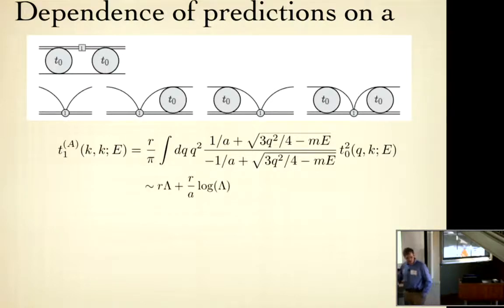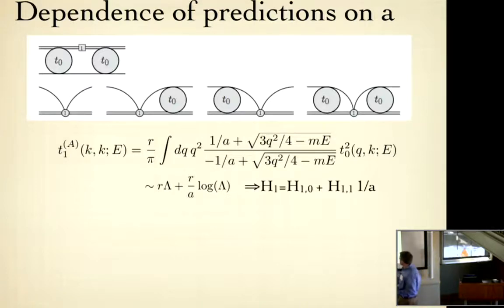But there's an important difference if A is varying, which is that this divergence, which is logarithmic in the cutoff, now has a parameter that's varying. So you can absorb it at one value of the scattering length, but when you move to a different value of the scattering length, your answer will change by an amount that is proportional to the logarithm of the cutoff, which means that you don't have a prediction anymore.